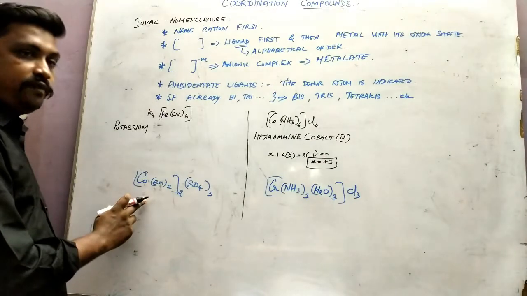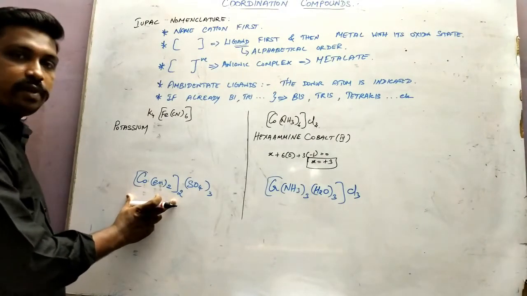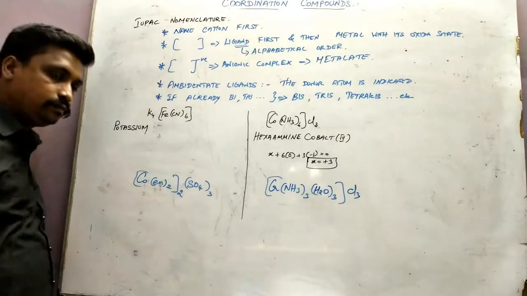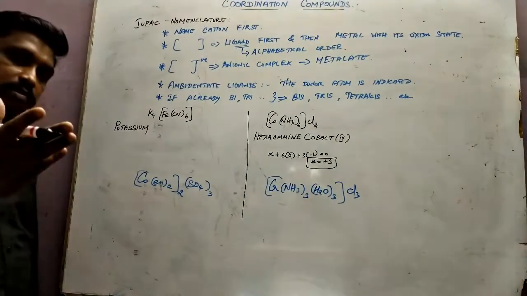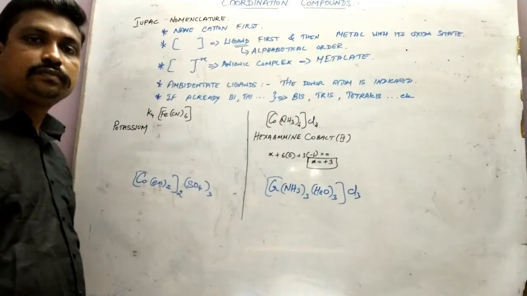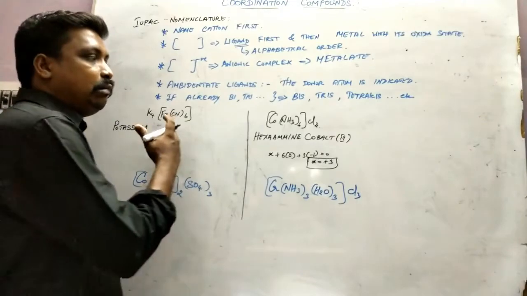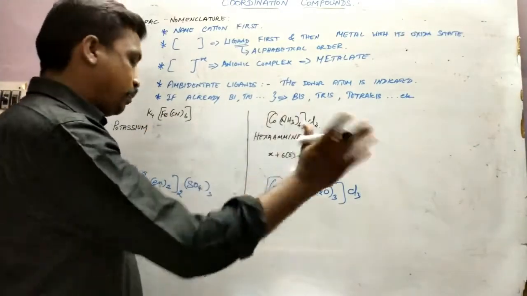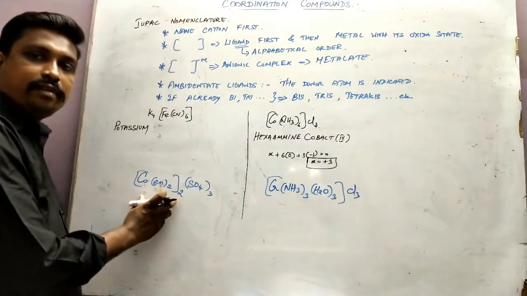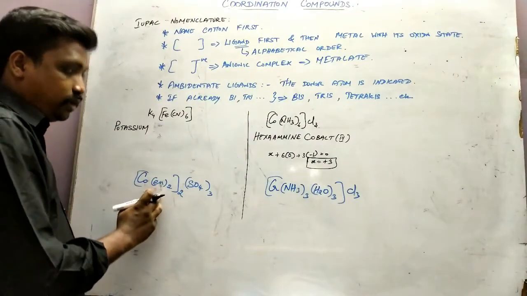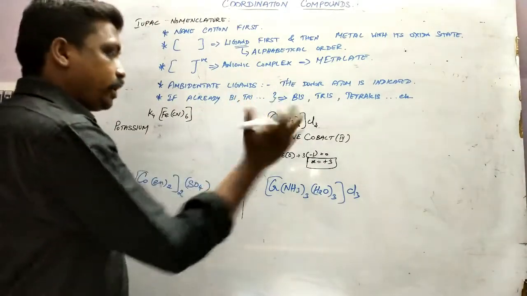Come to the positive ion. Here it is the positive ion. So we have named the cations in these two complexes. Come here. This is the cation, right? That point is here. Okay, I will mention it later.